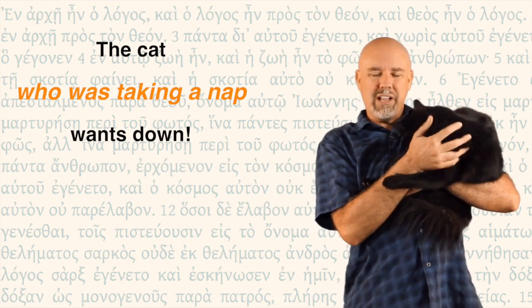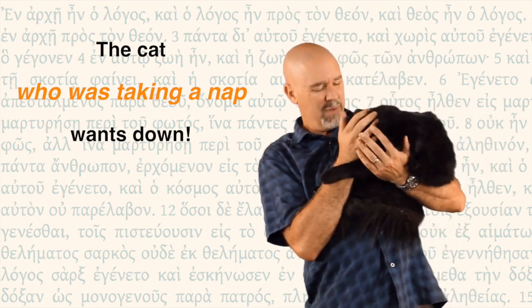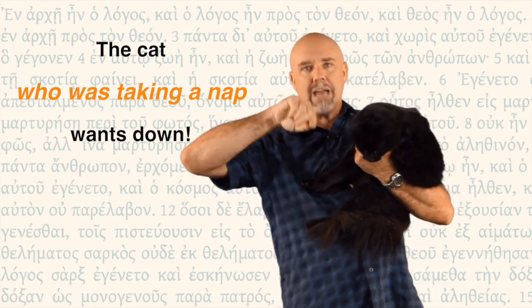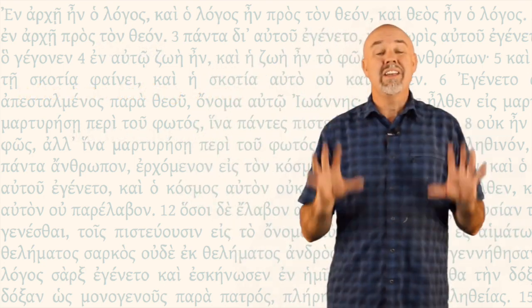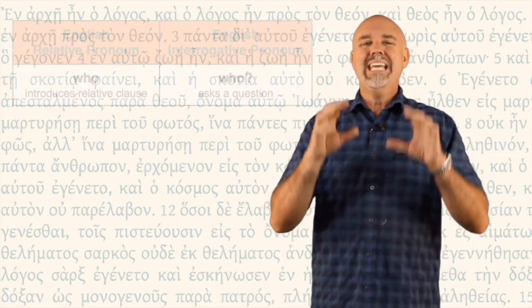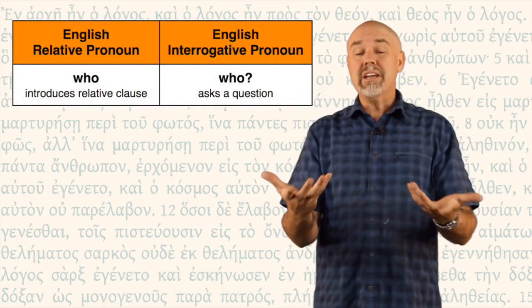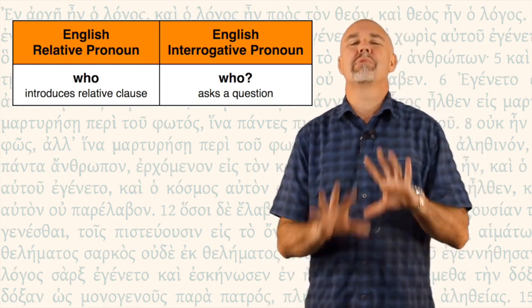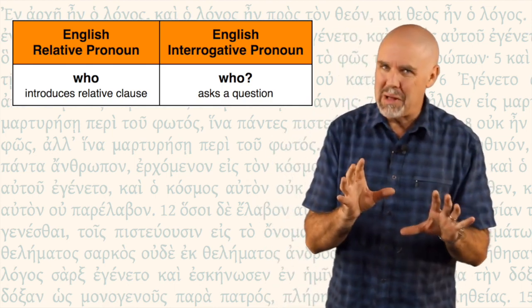The relative clause goes back and modifies the noun. In this case, the cat. Which cat? The cat who was taking a nap. Now this can get very confusing because of a quirk of English. In English, the interrogative pronoun, the one that asks a question, is exactly the same as the relative pronoun. Now, this is English's problem here, not Greek.